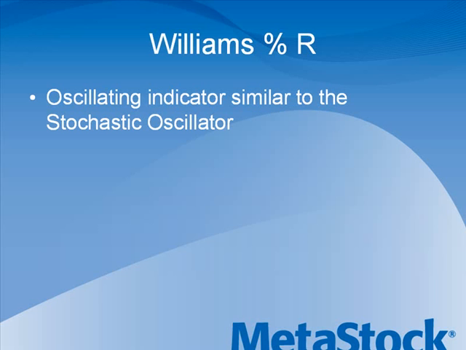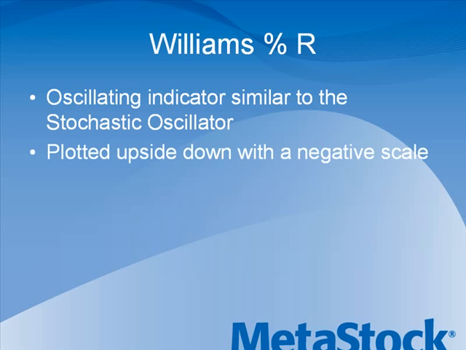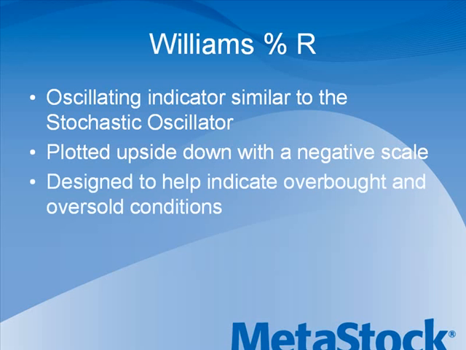The Williams percent R, since it does not have this internal smoothing built into it, is more sensitive to the price movement of the security or the market that it's being plotted on. Another difference is that this particular indicator is plotted upside down and plotted with a negative scale, which I'll demonstrate here shortly. But the main purpose of the Williams percent R, or any oscillator for that matter, is to help indicate when a security or a market is becoming overbought or oversold, and then identifying where to actually get in or out of a particular market.